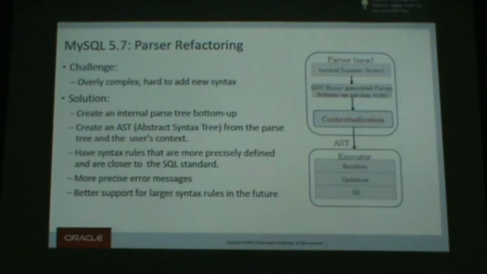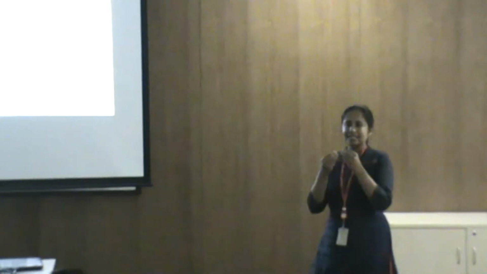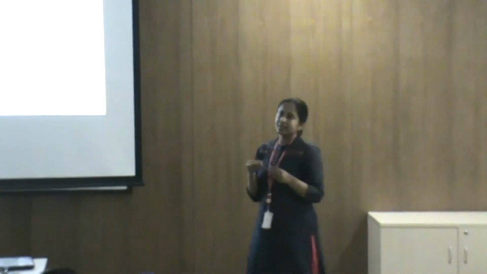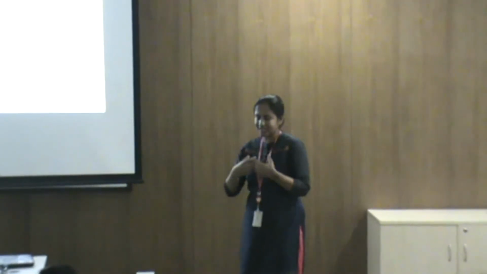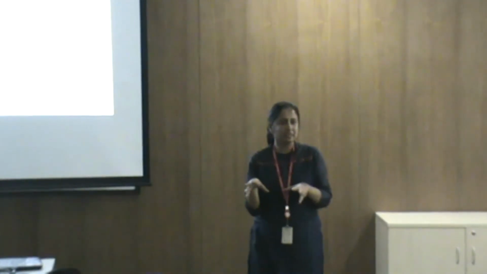So what is happening with respect to parser refactoring? The main problem with the earlier parser was that it was overly complex and it was doing many more things than it was supposed to be doing. That is, semantic checks, interaction with the server, creation of items, lots of things that a parser need not do were being done in the parser. Because of this, any parser bug that we came across was either very difficult to fix, or very complex to work around.